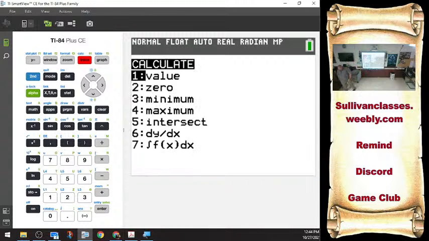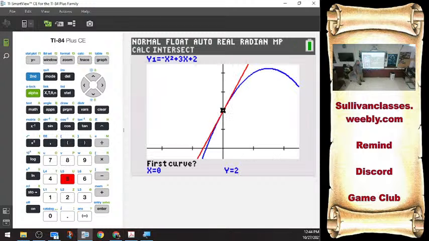So to confirm that, just like I can find a maximum, a minimum, a zero, I can also find an intersection. We've done all that. Just find the intersection now. It's going to ask, first curve, make sure you're on the parabola. Poke. Second curve, make sure you're on the line. Poke. Guess. Okay, just tell me the answer. And it will tell you that they intersect at 0, 2. Okay? This is how you can confirm it by graphing.